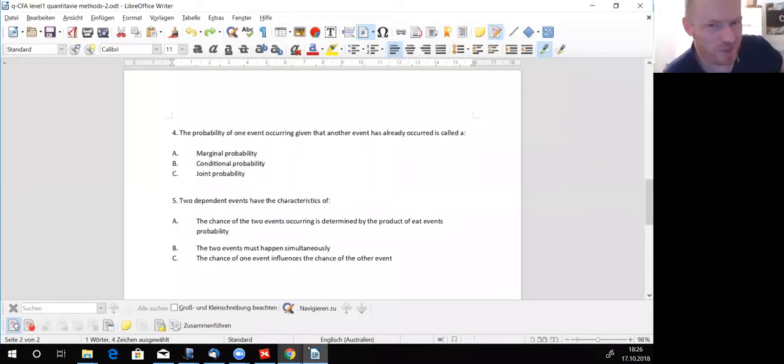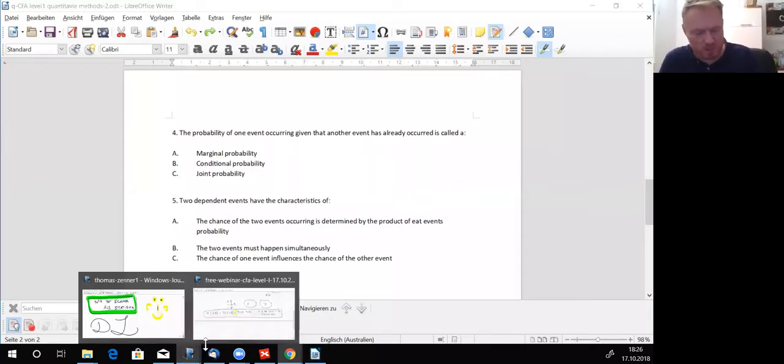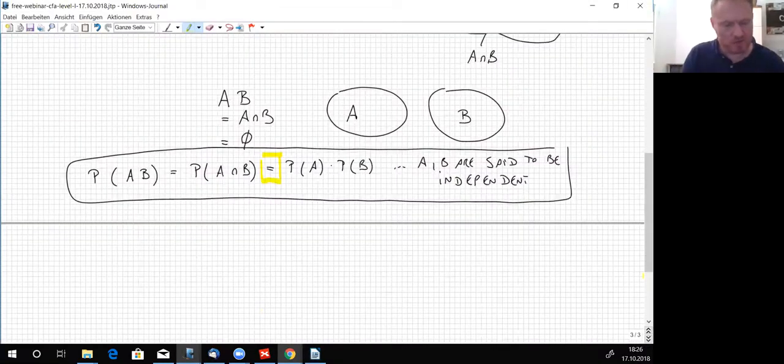So it has to be answer C, but let's be honest. Let's take a look first and then say whether or not it's true. The answer C, the chance of one event influences the chance of the other event, is very important. It is true and very important because dependent means one event influences the other, right? That's the true core of the word. So yes, answer C is right. And that was it. 5 is C. If we write it down, so 5 is C.